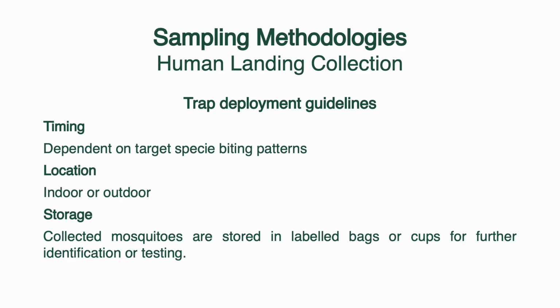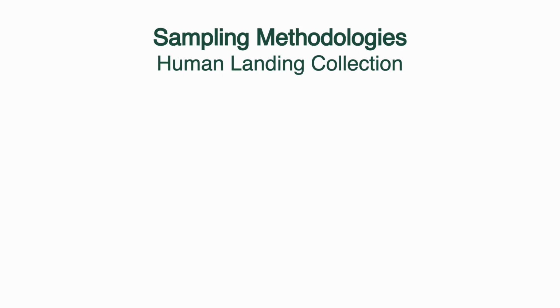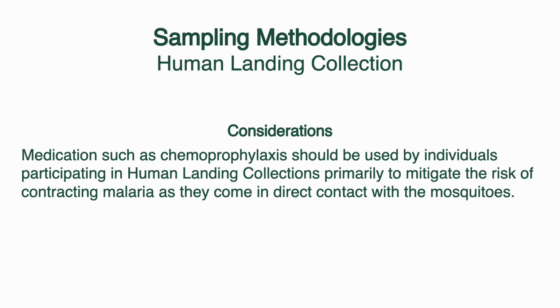When employing human landing collections, the collector must carefully consider several key factors. First, the biting times of mosquitoes, which vary by species. Second, the biting location must be taken into account, as certain species, such as some Anopheles mosquitoes, preferentially bite outdoors rather than indoors. Because of the increased exposure to potential vector-borne infections, particularly malaria, the use of chemoprophylaxis and other personal protective strategies is to be employed to minimize the likelihood of infection during surveillance activities.